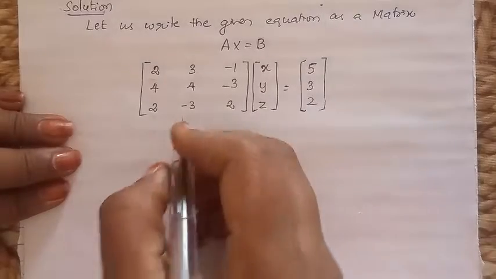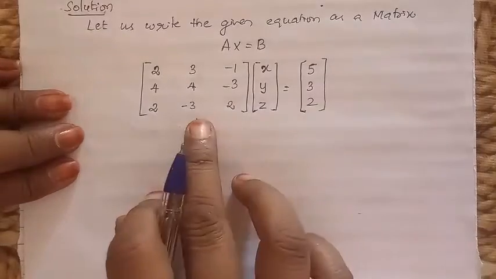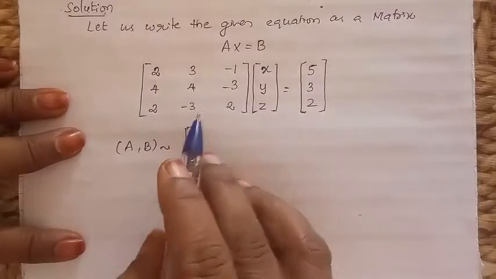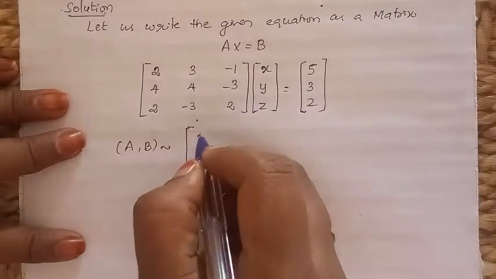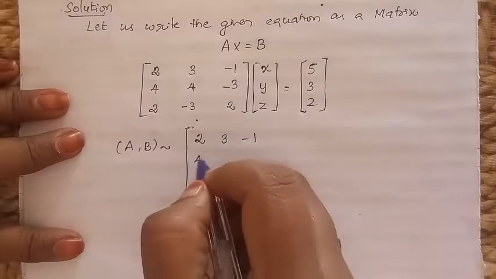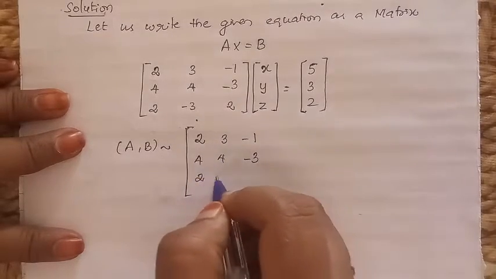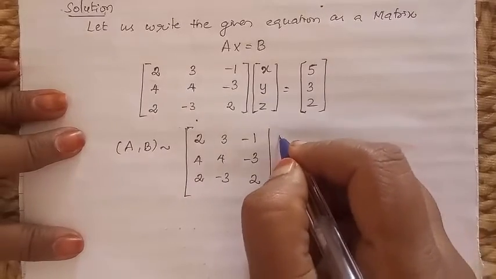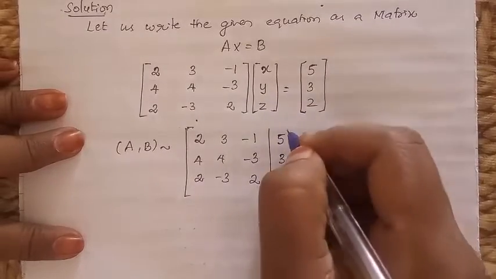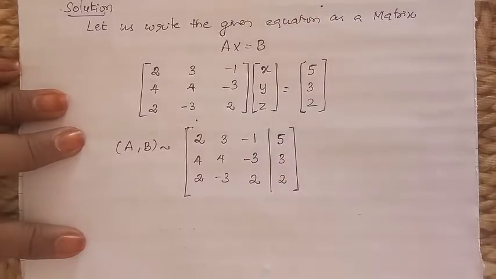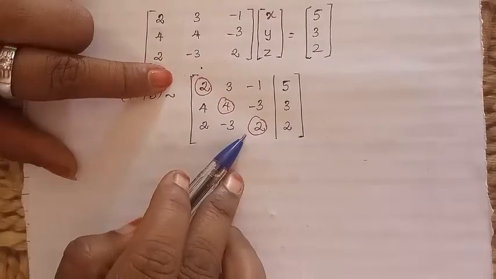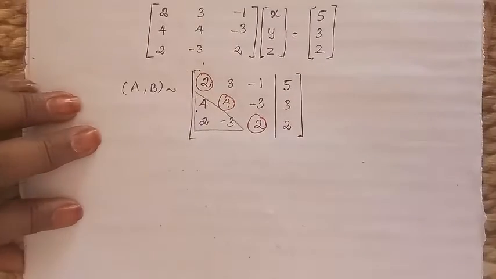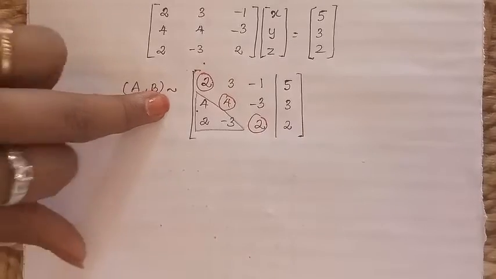We have to reduce this matrix A to the upper triangular matrix. Let me write it as an augmented matrix. Augmented matrix means the matrix which combines the coefficient and constant matrix. It is 2, 3, minus 1, 4, 4, minus 3, 2, minus 3, 2, and then you draw a horizontal line and write the constants after that. This is an augmented matrix. These are the diagonal elements. Now we have to reduce this to an upper triangular matrix, so we have to make these three values 0. We can use echelon form to reduce this to an upper triangular matrix.